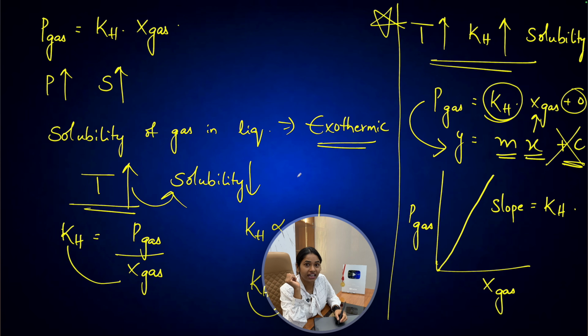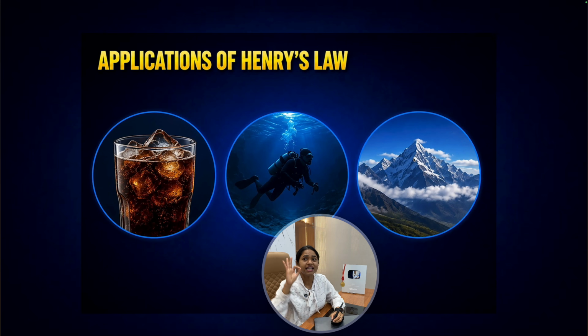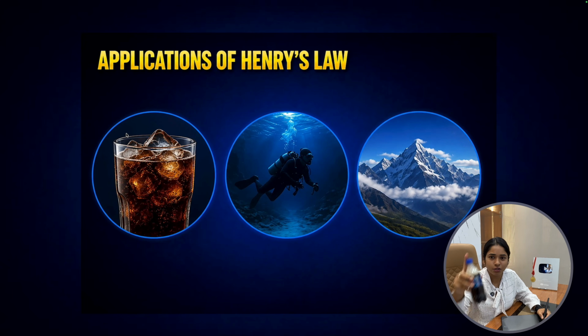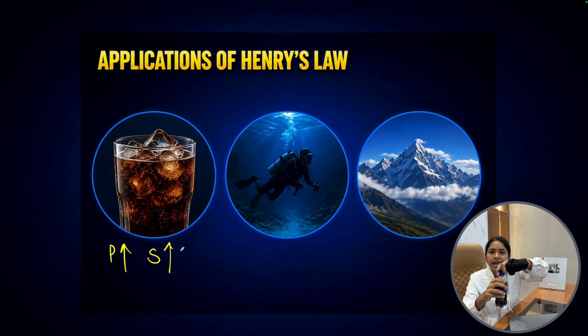What are the favorable conditions for Henry's law? For solubility, temperature should be low and pressure should be high. These are the favorable conditions. Okay. Now, let's see the three most important applications of Henry's law. In this cold drink bottle, the more pressure you apply, the more gas will be soluble. If you remove this cap, what will happen? Whatever gas is dissolved comes out.